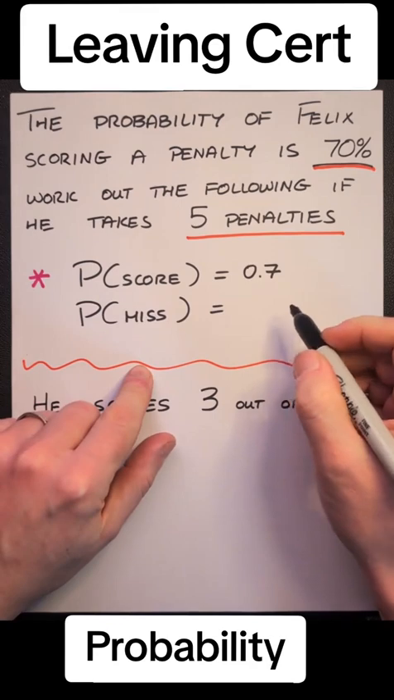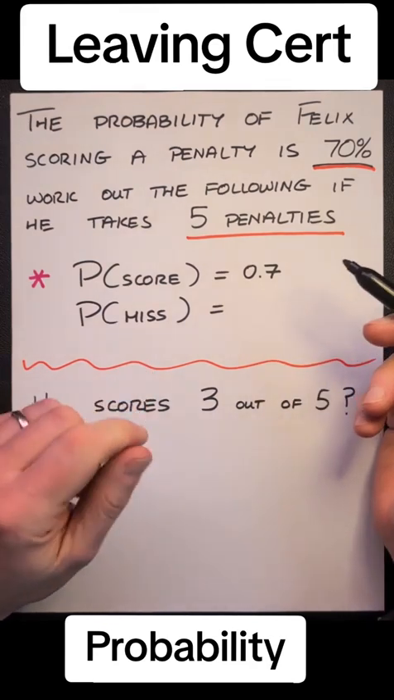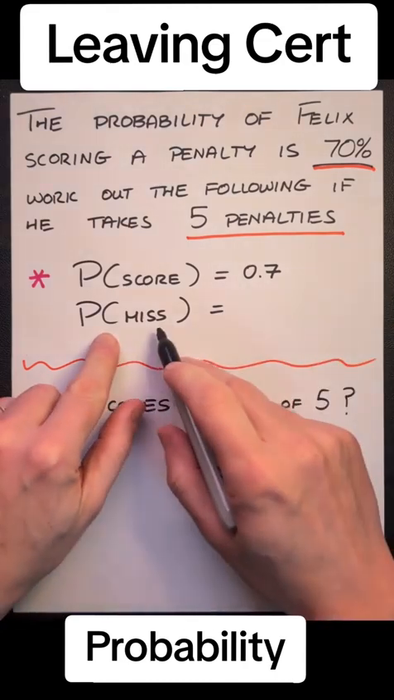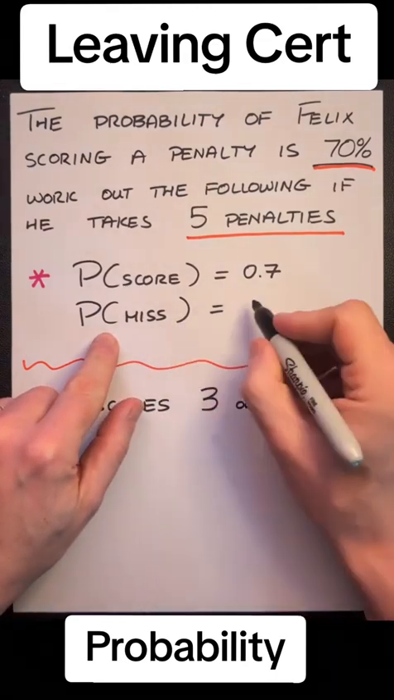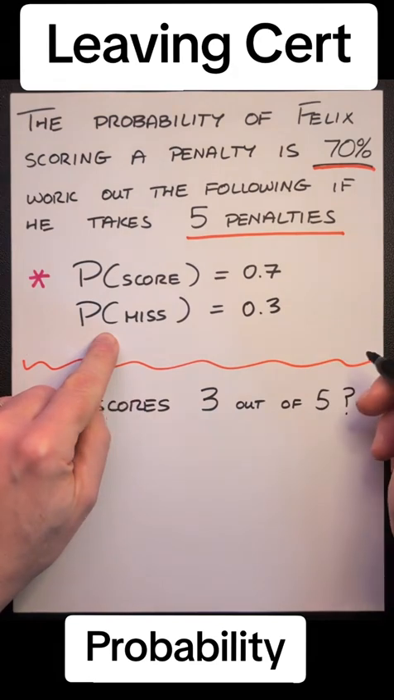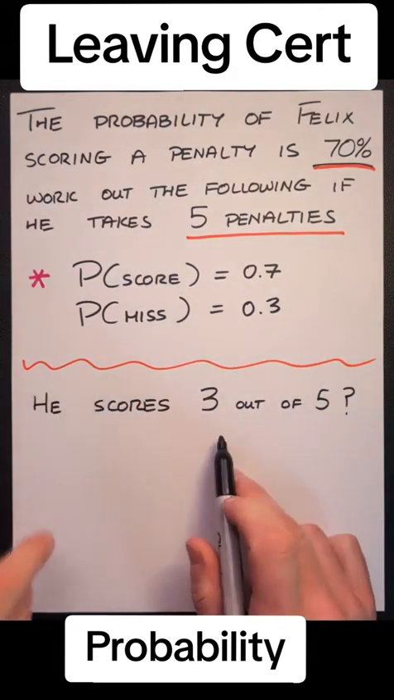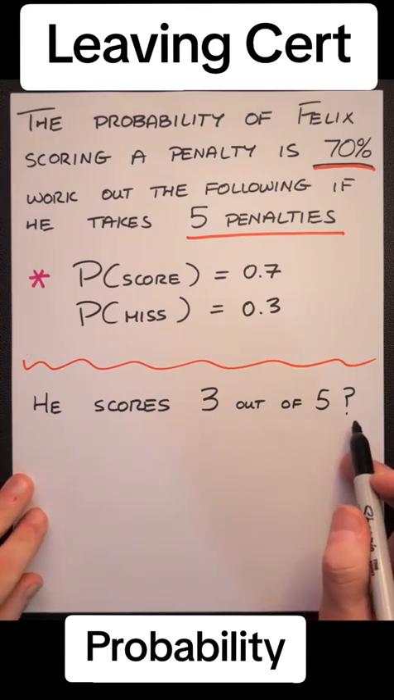And since it's a Bernoulli trial, there are only two outcomes. You may remember all the outcomes add up to 100%. So therefore, if he's a 70% chance of scoring, he must have a 30% chance of missing. So now, he scores 3 out of 5 penalties. What's the odds of that?